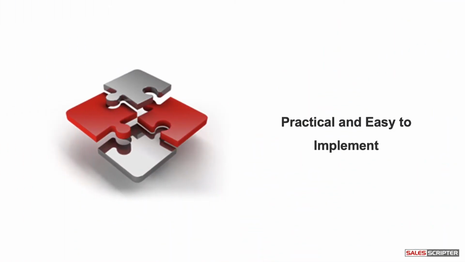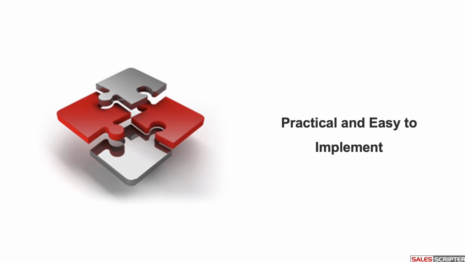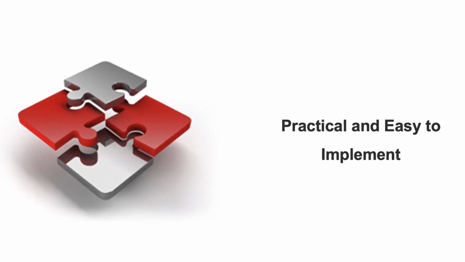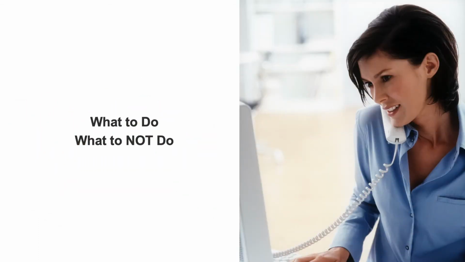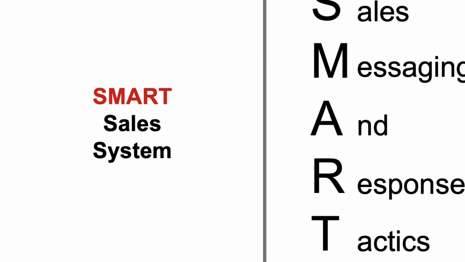The Smart Sales System is completely different in that all of the tips and suggestions that we provide you with are very small changes that are easy to understand and easy to implement. And we will make it crystal clear what you should and should not do in all of the situations you find yourself in. We also refer to this as a system because this sales training program aligns with a software application.